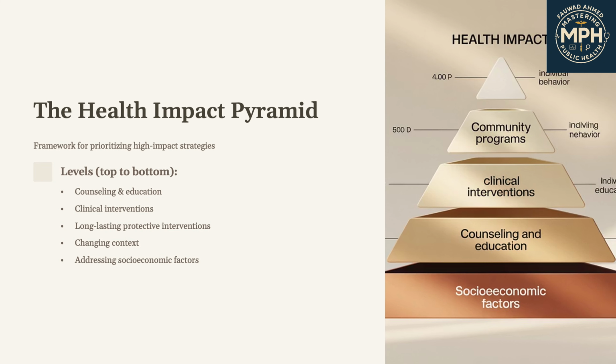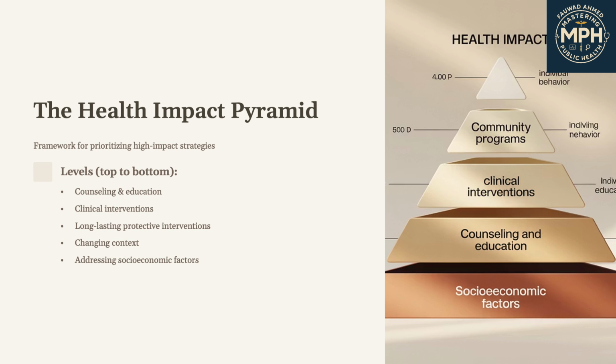The Health Impact Pyramid, developed by Dr. Thomas Frieden, is a framework for prioritizing strategies based on population reach and effort. From top to bottom, first is counseling and education, impacts are narrow and require individual action. Second is clinical interventions like medication or screening.